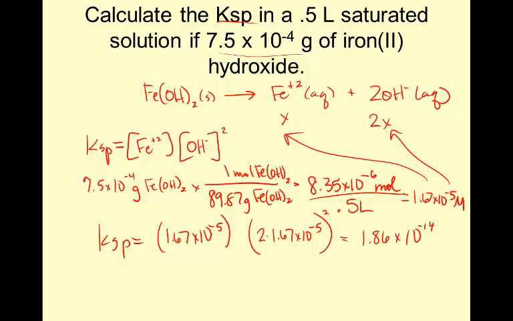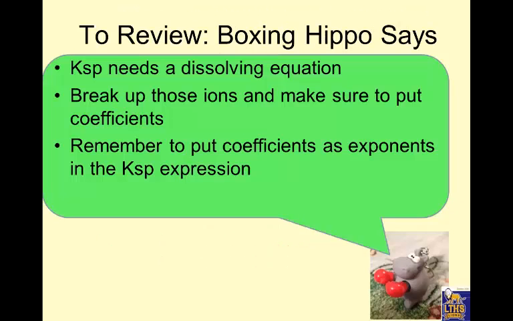Okay, so what have we learned today? Hopefully you know that in order to do a KSP, you're going to need a dissolving equation. Okay, when you dissolve it, break up those ions and put in the coefficients if you need them. Okay, remember to put the coefficients as the exponents when you're doing your KSP.